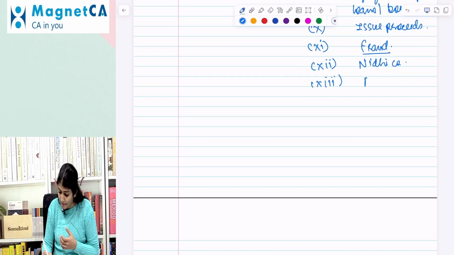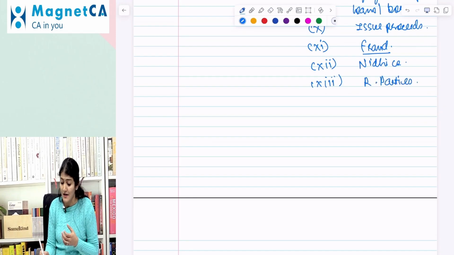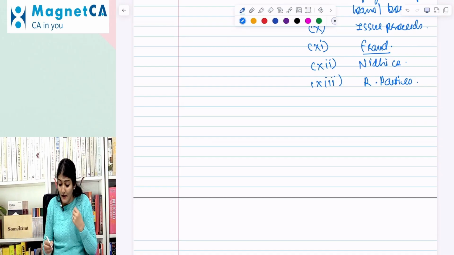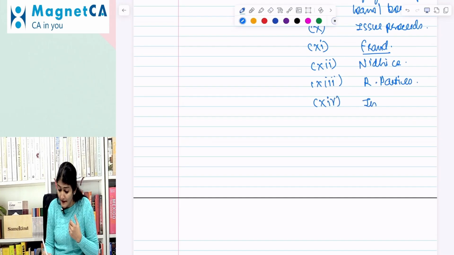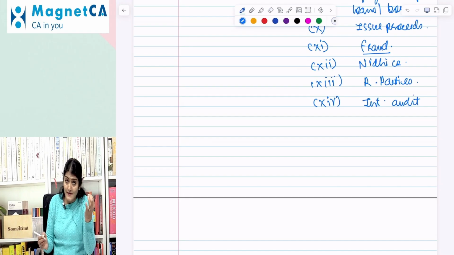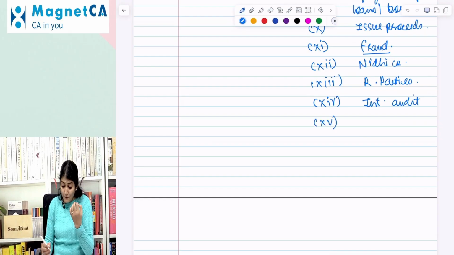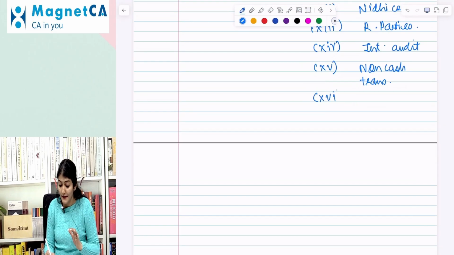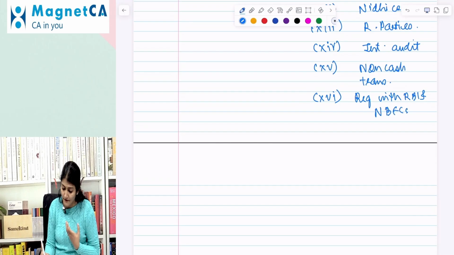13 is regarding related parties, whether transactions are in compliance with sections 177 and 188, and details have been disclosed in compliance with the accounting standards. 14 is internal audit, the internal audit system and internal audit report. Then 15 is regarding non-cash transactions with the directors or persons connected, whether it is in compliance with section 192. Right? 16 is regarding registration with the RBI and the NBFC. 17, we've already discussed in the MCQ. It is cash losses.